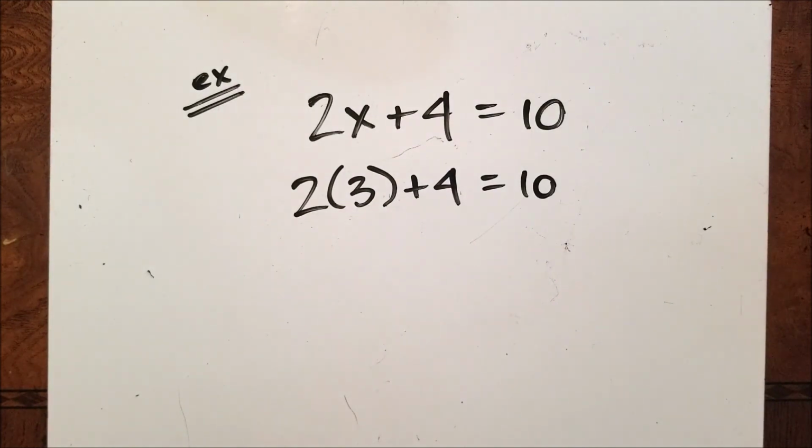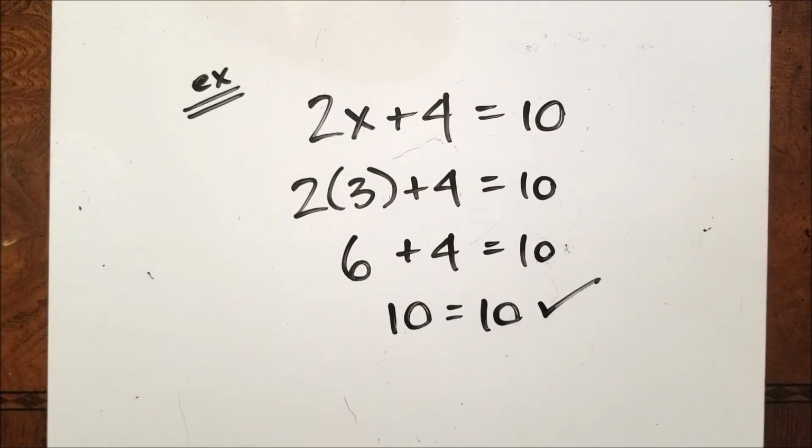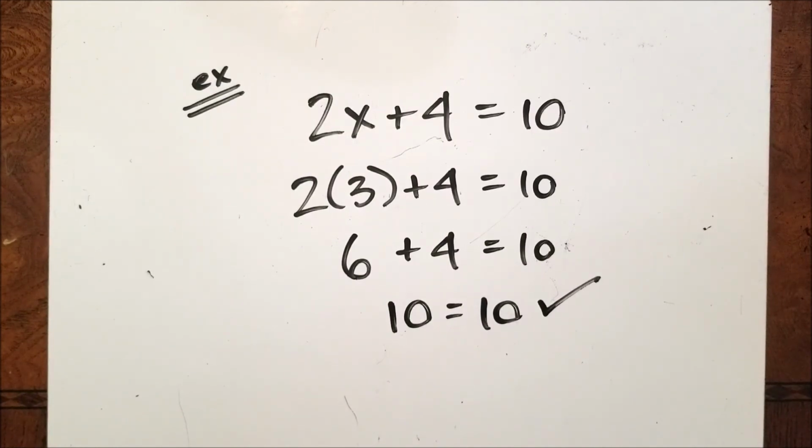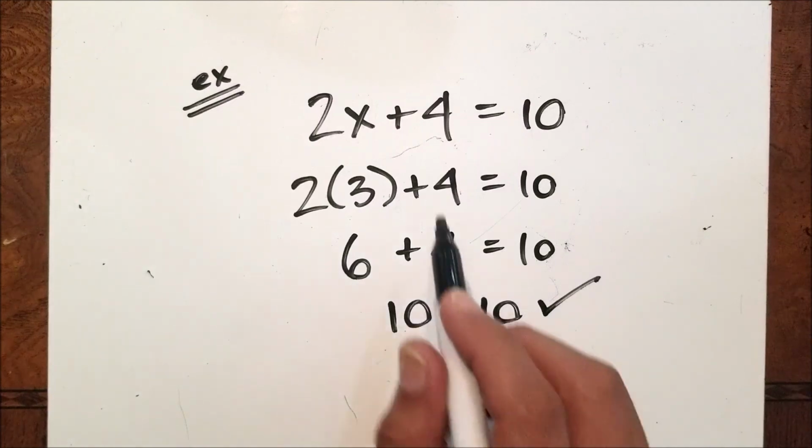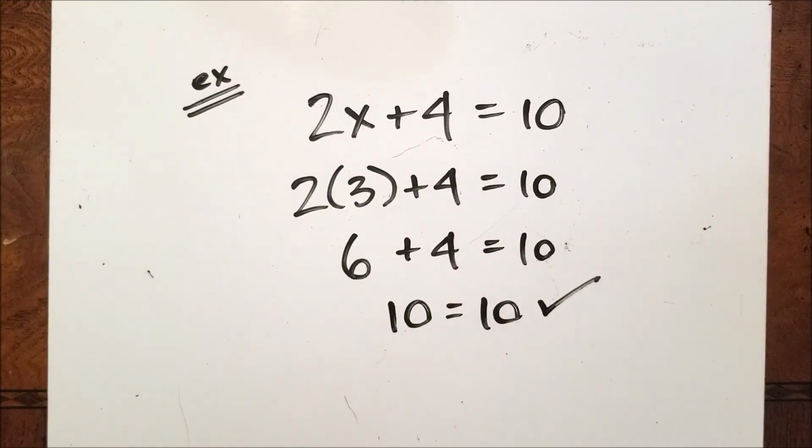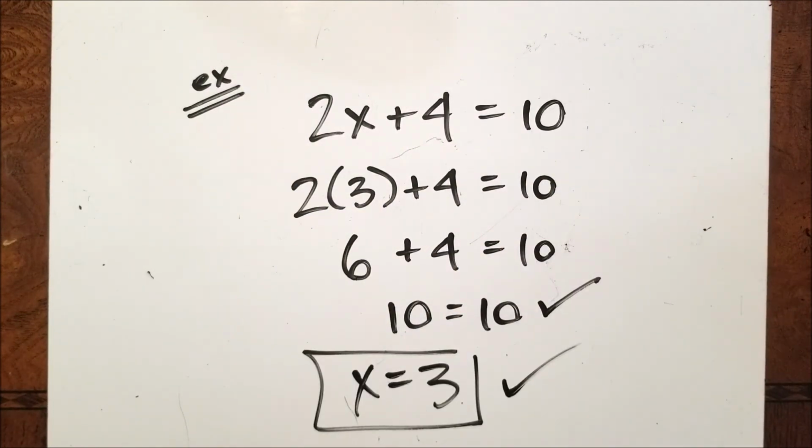And does it work? What is 2 times 3? Oh yeah. And what is 6 plus 4? Oh yeah. So in essence, 3 is our solution. X equals 3 because that number makes this equation true. Bang. Let's kick it up a notch.